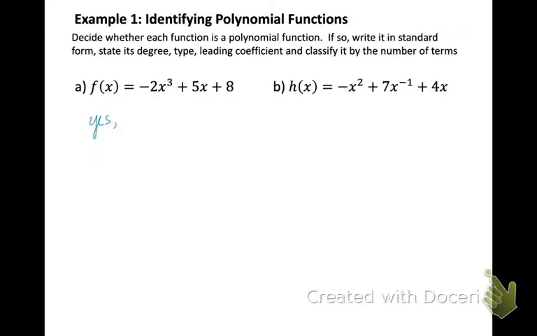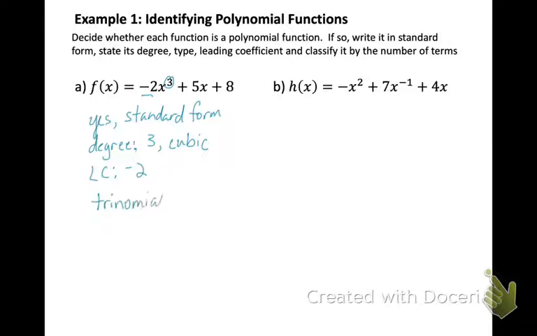And if I look at the exponent terms, they are in descending order, so it is in standard form. I don't need to rearrange this. I'm looking for the highest exponent to determine its degree, and that's 3. And then I look back on the chart, or remember that degree 3 is called a cubic. The leading coefficient is the constant that's in front of the biggest exponent term, so that's negative 2. And then finally, it has 3 terms, so this is a trinomial.